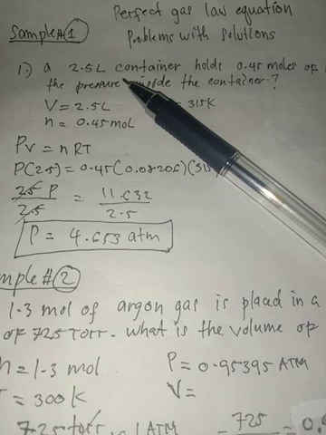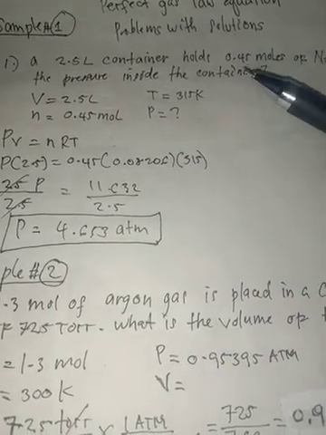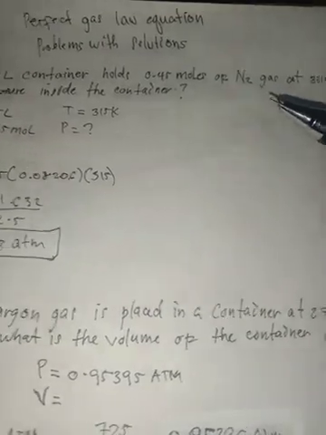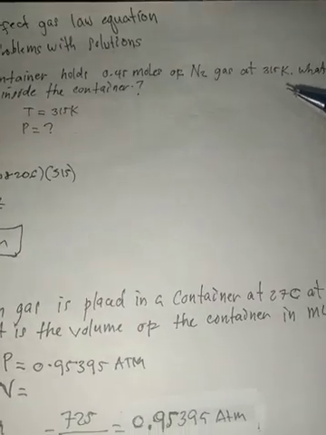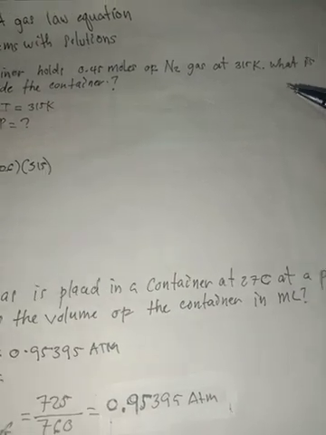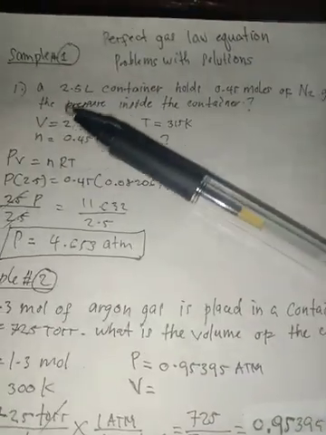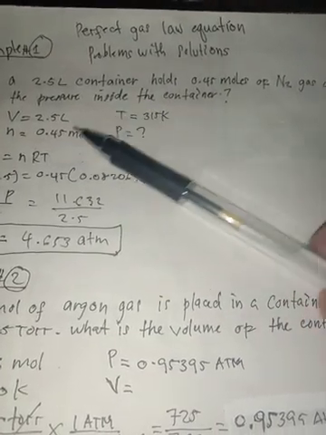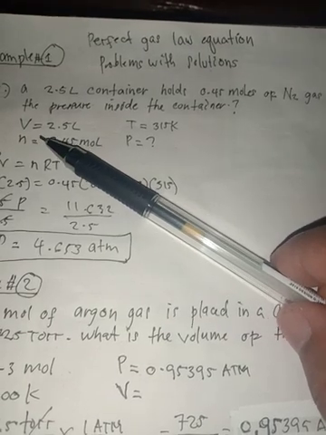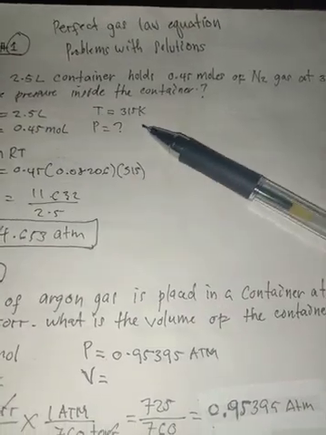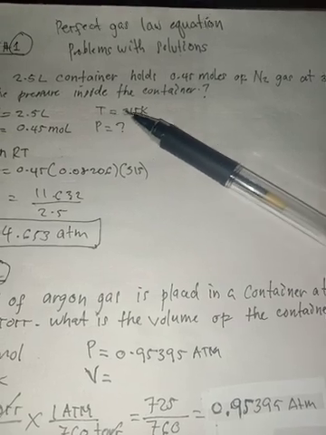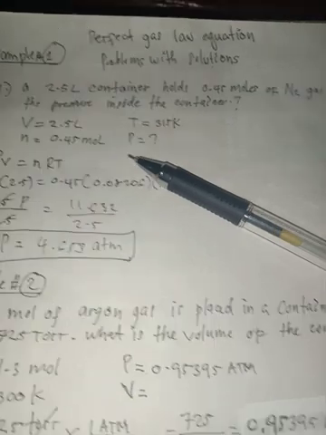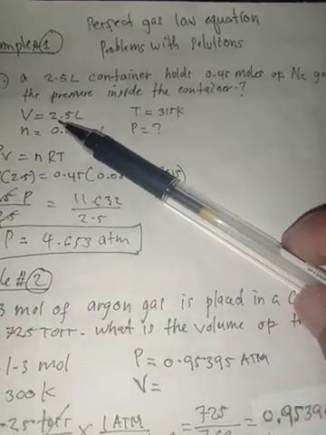A 2.5 liter container holds 0.45 moles of nitrogen gas at 315 Kelvin. What is the pressure inside the container? So now we are going to find the volume, the number of moles, and then T, the temperature, and then P is the pressure. First we are going to find the volume.